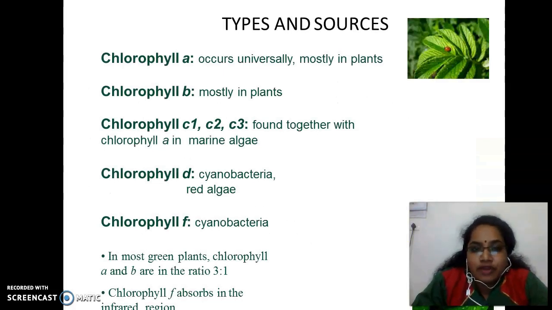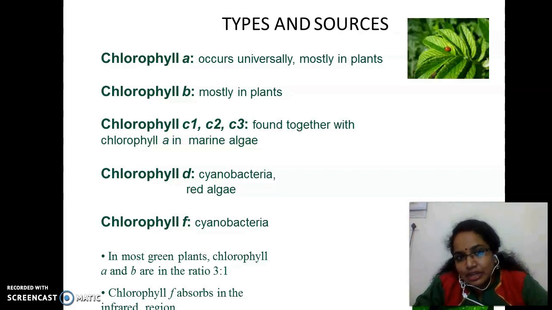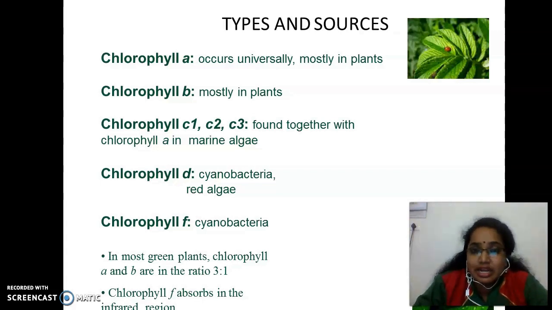So, types of chlorophyll, as I already told earlier: chlorophyll A is a universal chlorophyll molecule present in most of the plants. Chlorophyll B is present in green algae and higher plants. Chlorophyll C is again classified into C1, C2, C3, etc., found together with chlorophyll A in marine algae. Chlorophyll D is in cyanobacteria and red algae, and chlorophyll F is also seen in cyanobacteria.